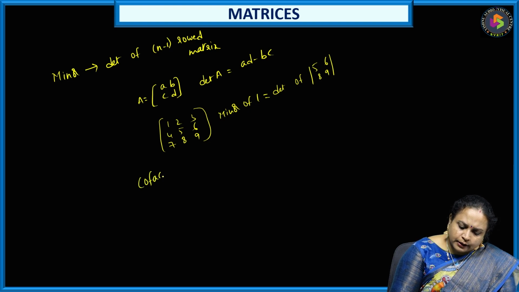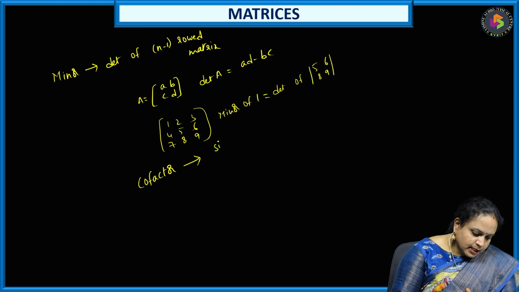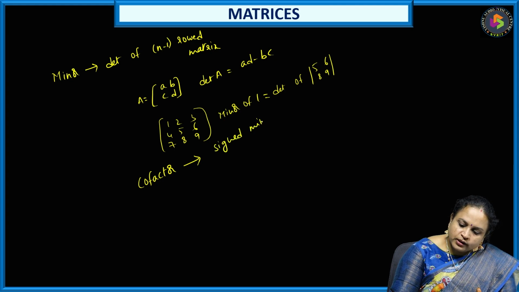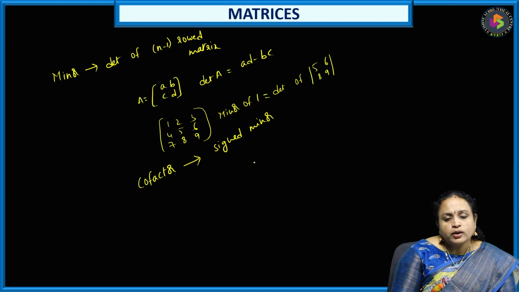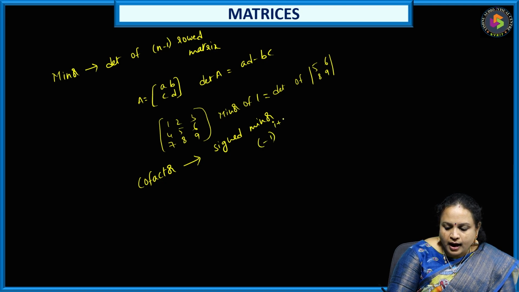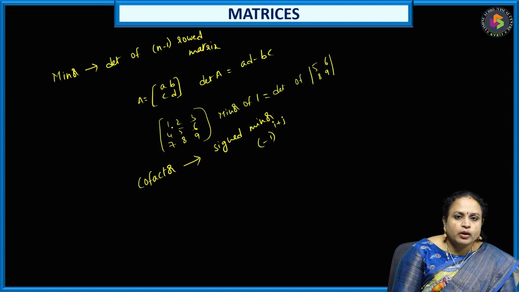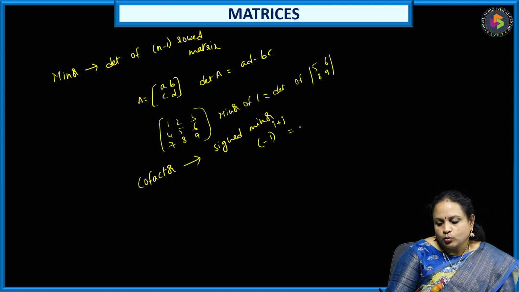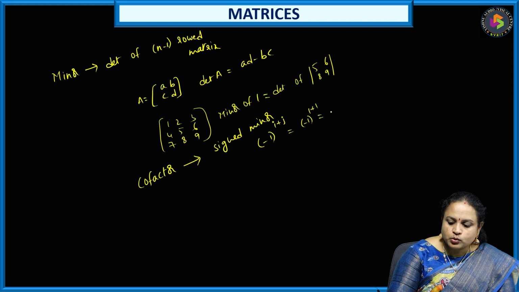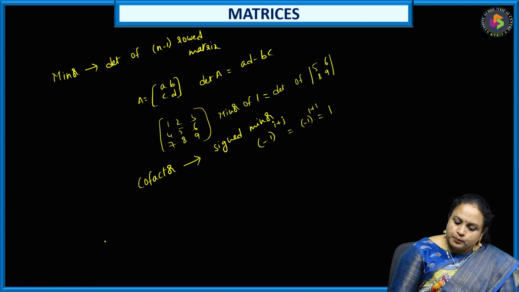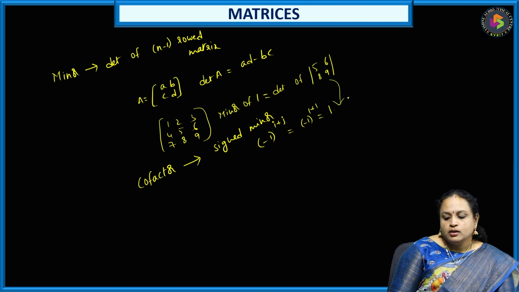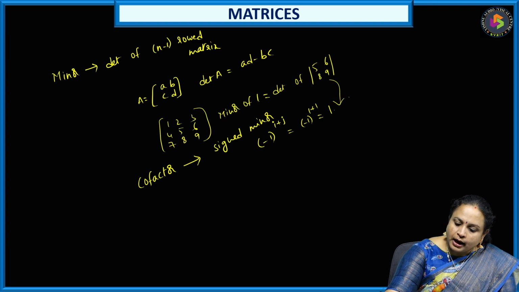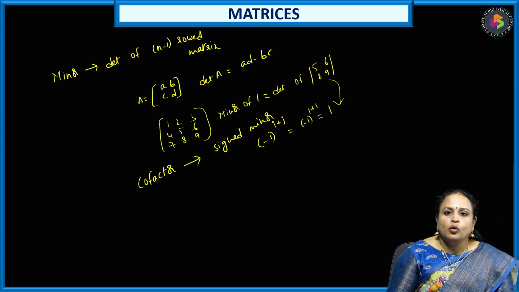Then we have cofactor. Cofactor is nothing but a signed minor. So depending on the position of that element, we will take whether it is giving us a plus sign or a minus sign. So that is minus 1 whole power i plus j. So you see 1 is in the first row, first column. So what is its sign? Minus 1 whole power 1 plus 1. So it is plus. Minor along with the sign will give us the cofactor.